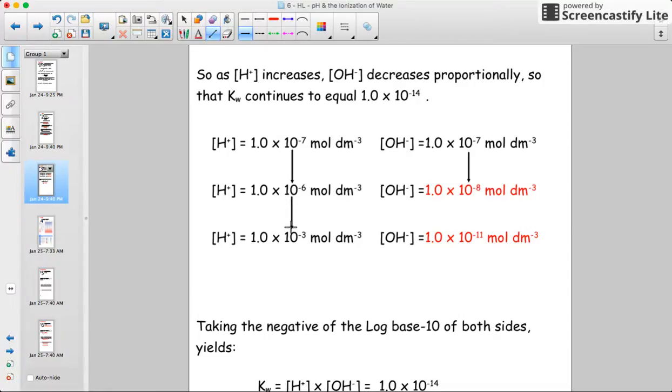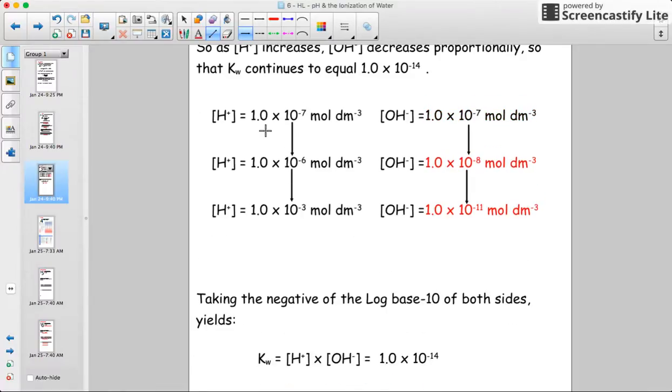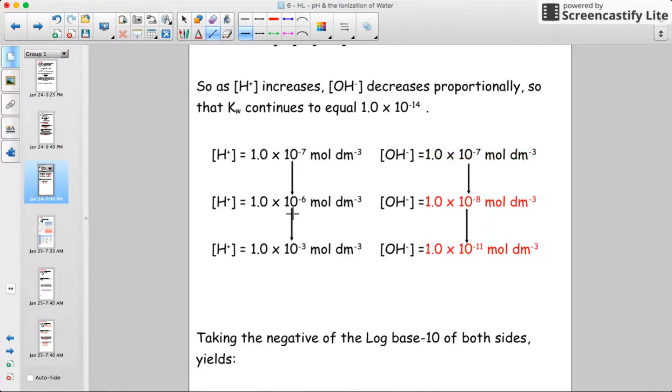This change here is an increase of 1,000 times. And right here is a decrease of 1,000 times. So the changes will always compensate for one another. Okay. Now, when I change by a factor of 10 in terms of concentration, I'm going to change by 1.